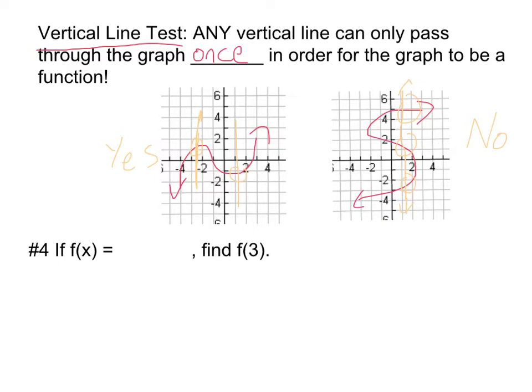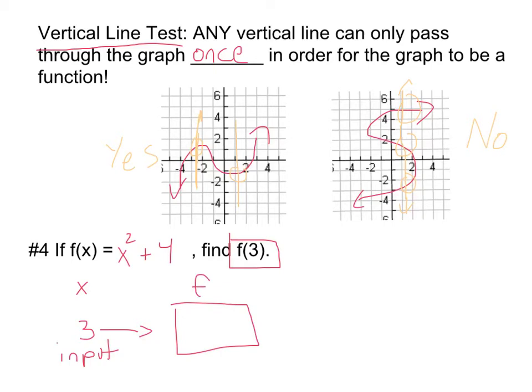I'm going to give you a function. Here it is. If f of x is equal to x squared plus 4, that's a quadratic function. It looks like a parabola. I want you to find f of 3. Say that with me. F of 3. All that means to do is evaluate this function at x equal 3. Take that 3, that's your input, plug it into your function machine, f, or f of x, which is really x squared plus 4, and see what you get out. See what f of 3 is, your output.